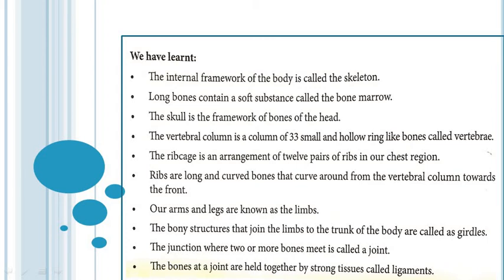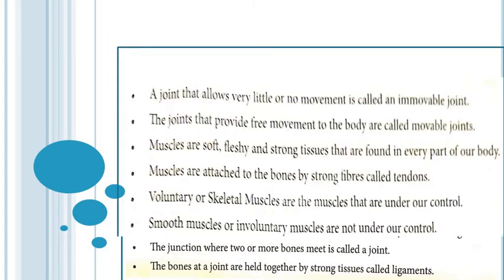Our arms and legs are also known as limbs. The bony structures that join the limbs to the trunk of our body are called girdles. And you have learned that two or more bones meet at one place. That place is called a joint. Our bones at the joint are held together by strong tissue called ligament.